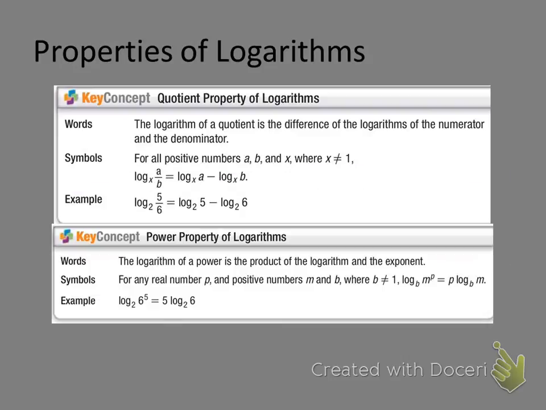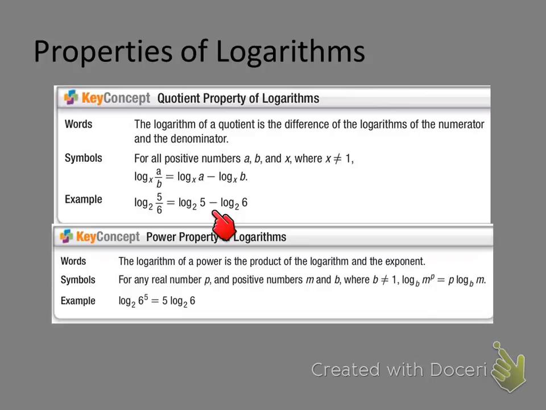The second one is the quotient property, which is very similar. If you have subtraction of two logs with the same base, you can rewrite it as a fraction. So you have log base x of a minus log base x of b equals log base x of a over b. Notice the first one's on top, second one's on bottom. So pretty similar to your product property.